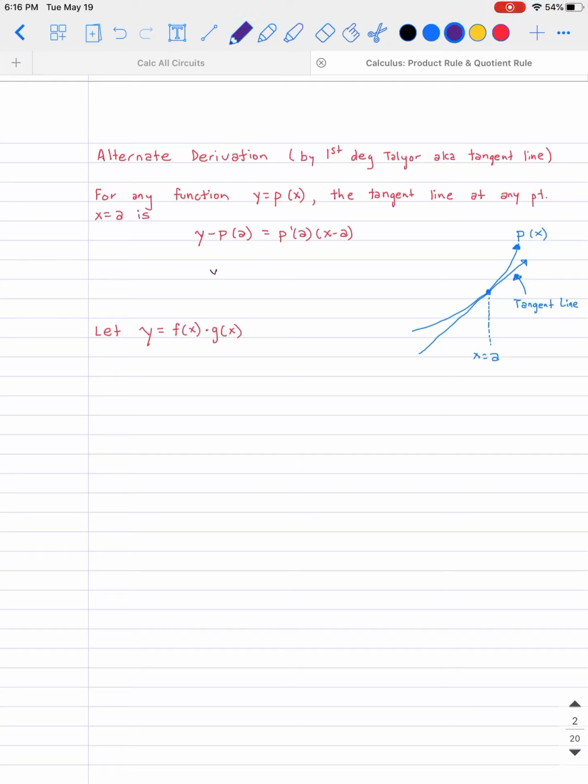So here we now have y is equal to p prime of a multiplied by x minus a, plus p of a. That's just moving the p of a over. And this right here is what is known as the first degree Taylor polynomial, and we'll discuss what a Taylor polynomial is in the second semester. But for right now, this is basically still the equation of the tangent line, but also known as the first degree Taylor polynomial.